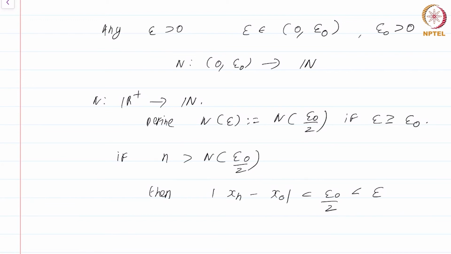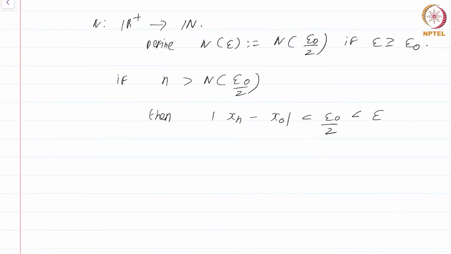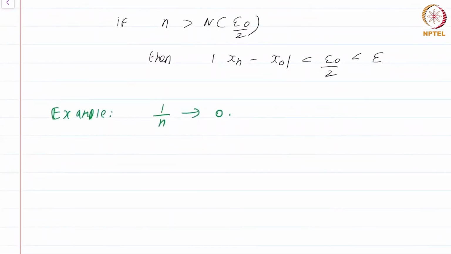So we will do a deep dive soon. I just want to give one example in this particular lecture. We will study this example in some great detail in the next module. Let me just state it as an example. Example: 1 by n converges to 0. Now this might seem obvious to you, but we have a formal definition and we want to satisfy that.